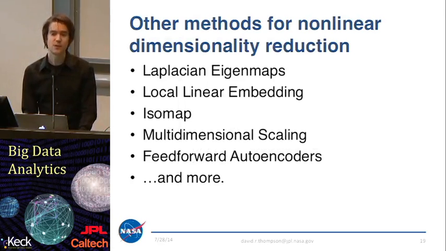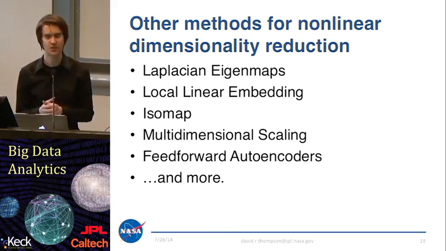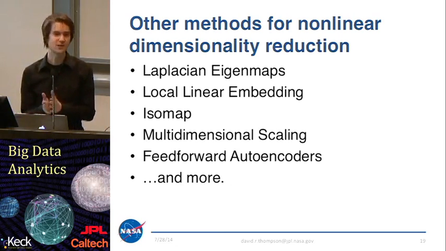Other methods for nonlinear dimensionality reduction, and indeed there are a bunch. Kernel PCA is a common one, but there are lots of others based on graph structure, like I mentioned. Laplacian eigenmaps are an example of that. Local linear embedding is another case. Isomap is a famous algorithm that's been around for over a decade now. Multidimensional scaling is a classic algorithm that takes a matrix of affinities, which in some ways is similar to the kernel matrix that I described before, and creates a low-dimensional projection that preserves those affinity values, those distance values.